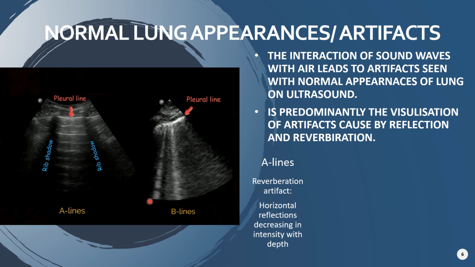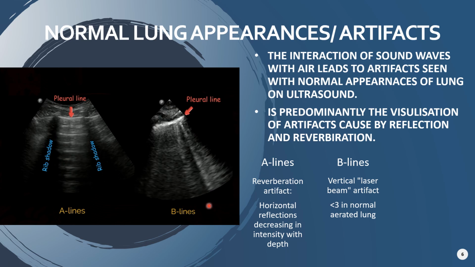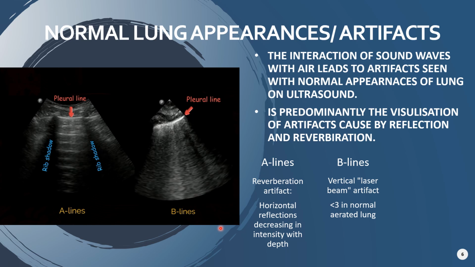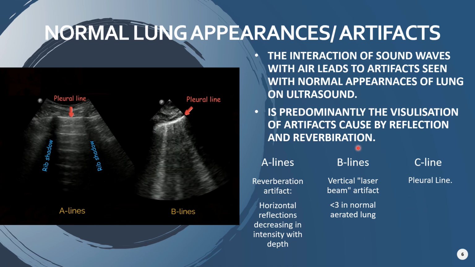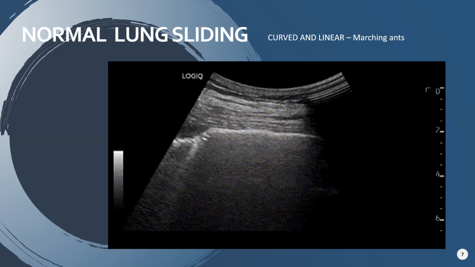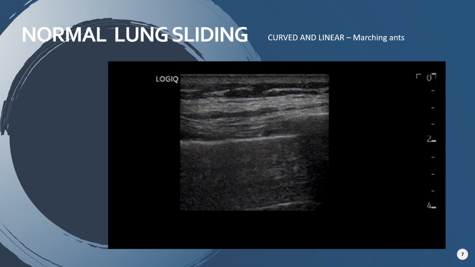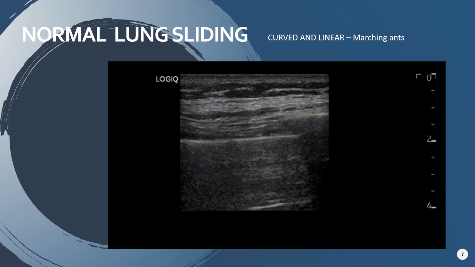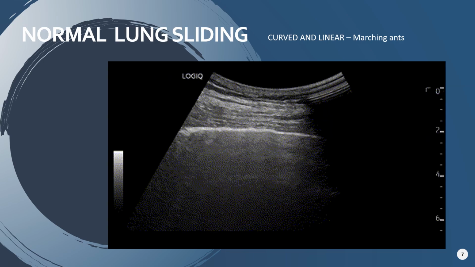And then the second image showing the B lines, which are vertical laser beam artifacts. Less than 3 of those is seen in normal, aerated lung tissue. And then lastly, you've got the C line, which is just the pleural line. So normal lung sliding is seen here with both a curve probe and a linear probe, sometimes described as marching ants. It's a glistening movement at the pleural line because of the interaction of the air with the sound beam.